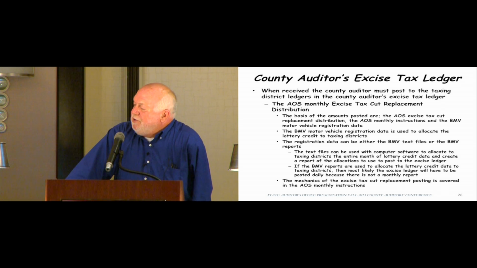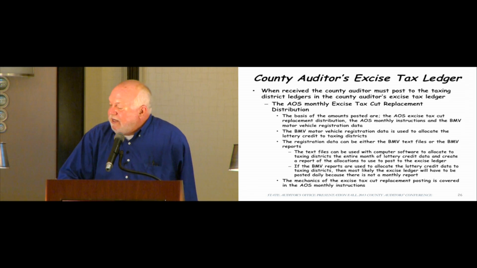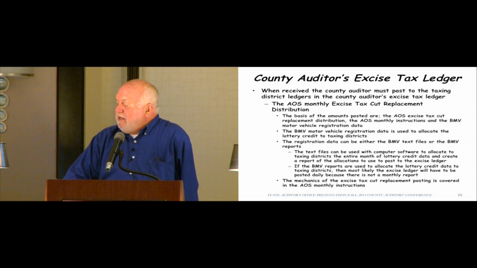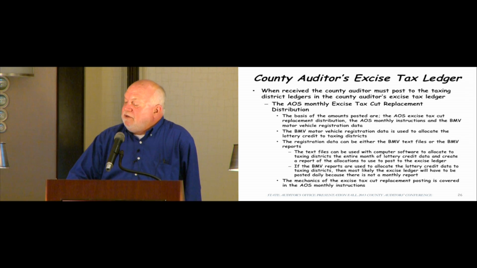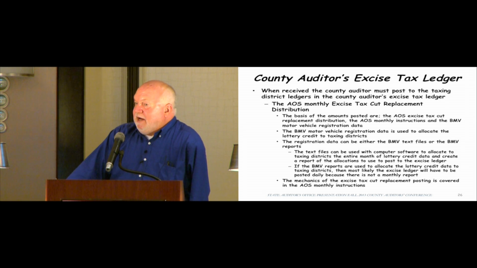Our distribution to you on the monthly excise tax cut replacement, your basis for posting that is going to be the amounts that we've distributed to you, obviously, and our monthly instructions and the motor vehicle registration data. And that registration data is what you're going to use to allocate the distribution, and you will have allocated the lottery credit that was on the BMV data to the taxing district. You have to allocate it so that you have a basis to then allocate the replacement distribution.